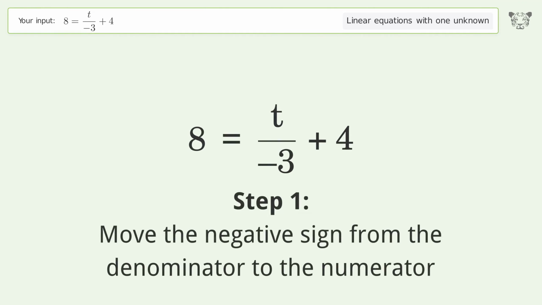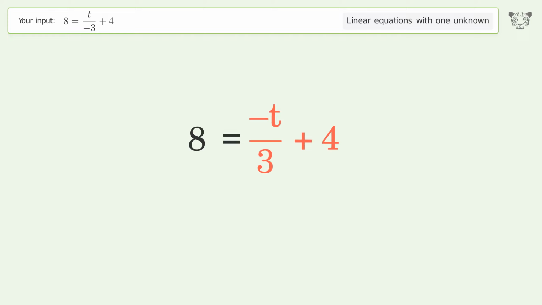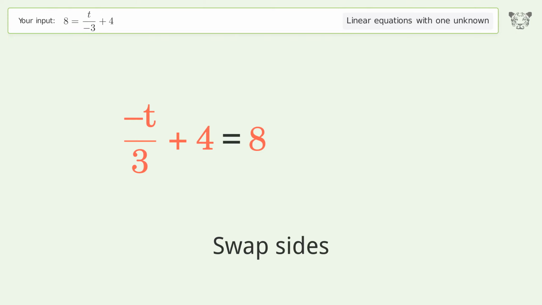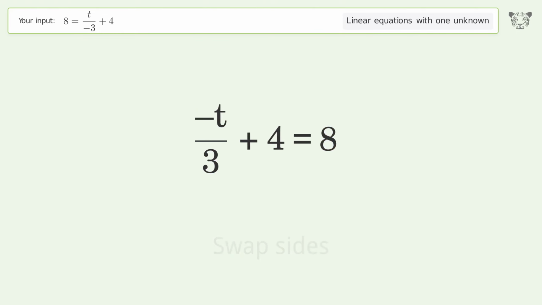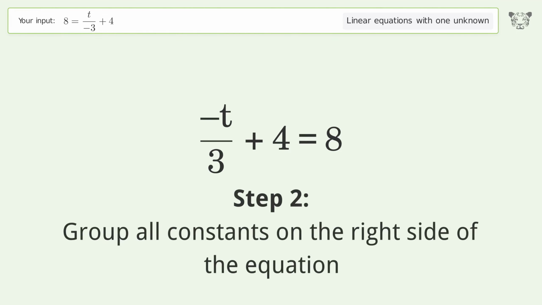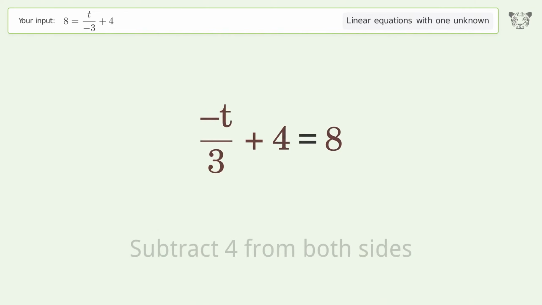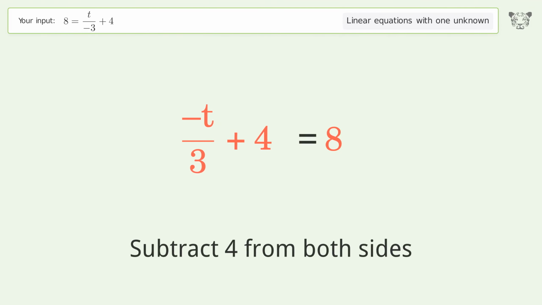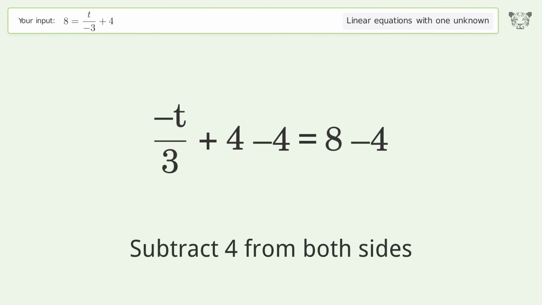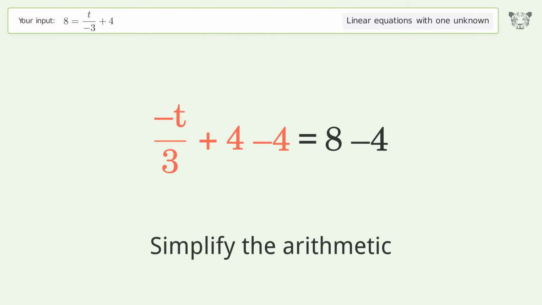Move the negative sign from the denominator to the numerator. Swap sides. Group all constants on the right side of the equation. Subtract 4 from both sides. Simplify the arithmetic.